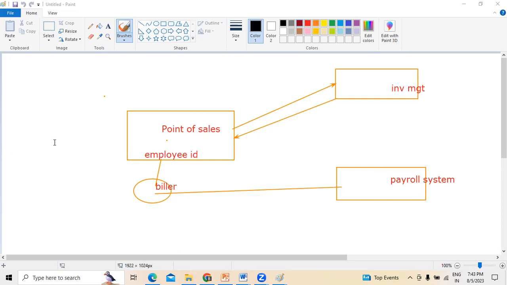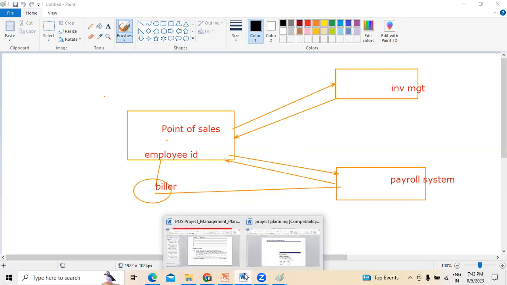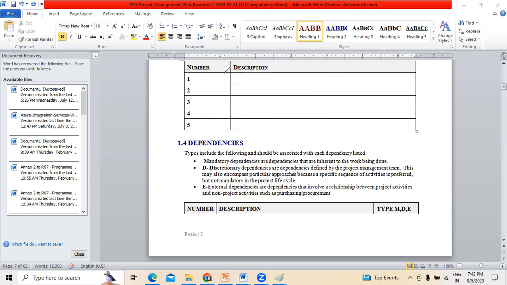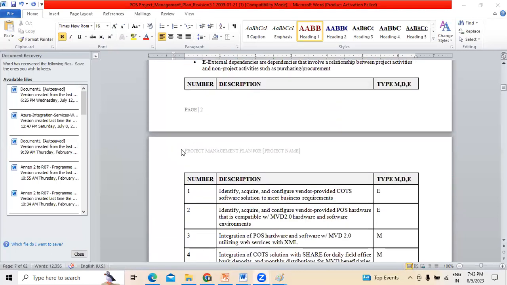So this point of sale system is accessing the payroll system, and the payroll system is getting accessed by the point of sale system. Agreed? Clear to you now? Understood? So this is where generally we talk about dependencies. Clear to you, Dylan? It is clear, yes.